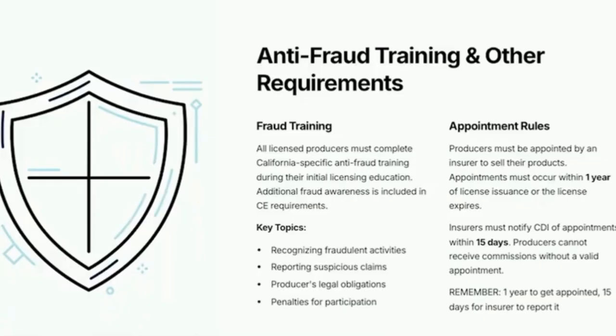And then you must be appointed. Producers must be appointed by an insurer to sell their products. Appointments must occur within 1 year of license issuance. We talked about that a couple slides ago. And insurers, so the company you work for, must notify the CDI of appointments within 15 days. Producers cannot receive commissions without a valid appointment. 1 year to get appointed, 15 days for the insurance company to report it.